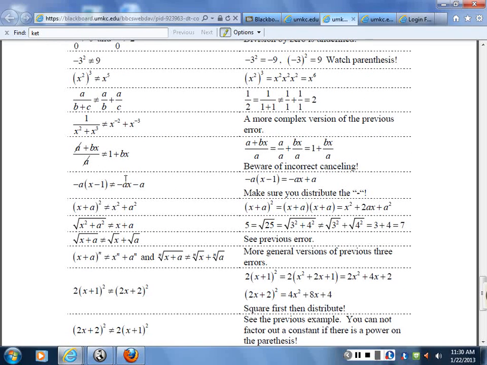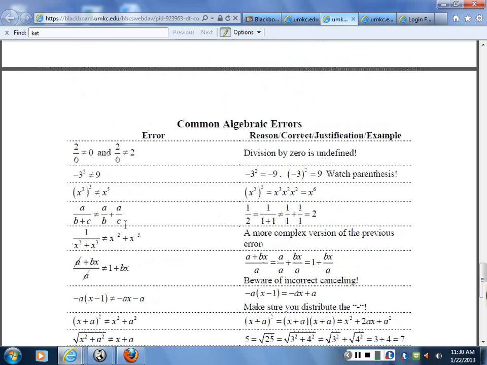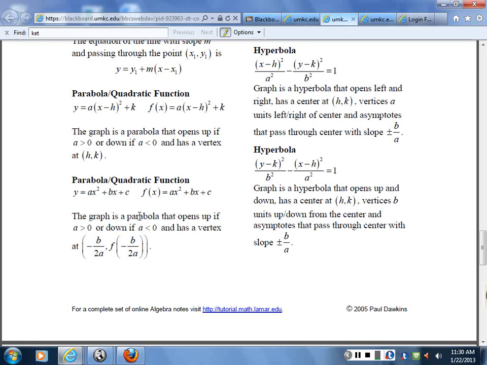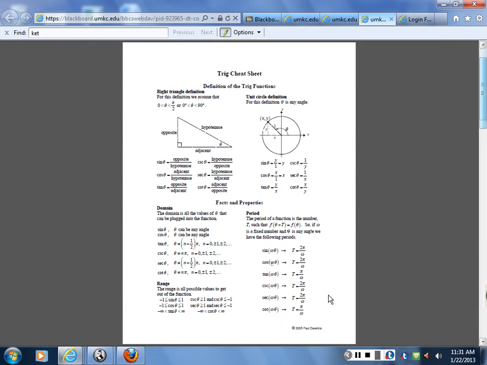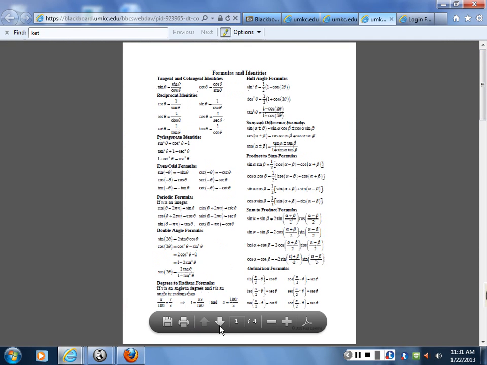So just be sure that you don't do that. And then there's also the Trig cheat sheet. So, if you forgot the domain and range of sine, cosine, tangent, secant, cosecant, cotangent, their periodic functions, how they work, their graphs.